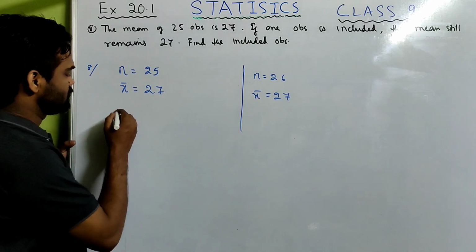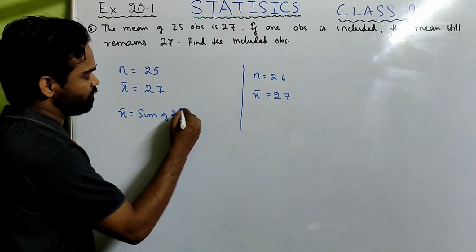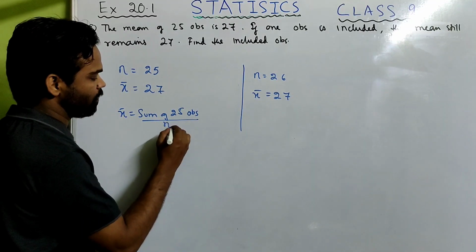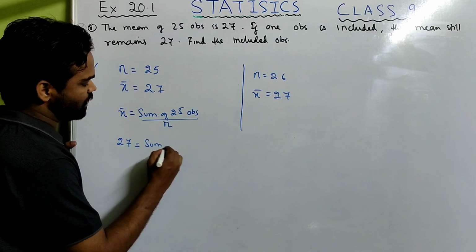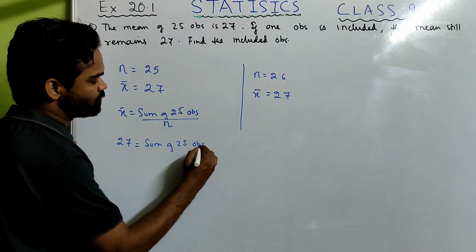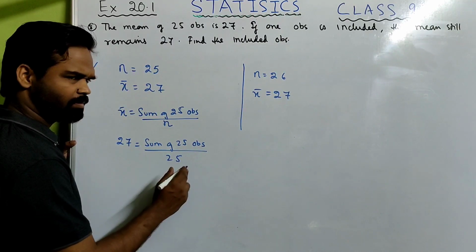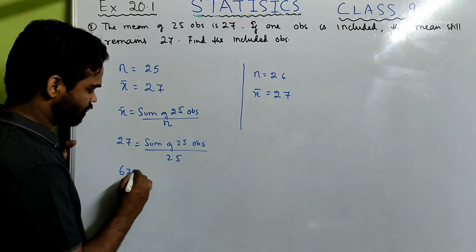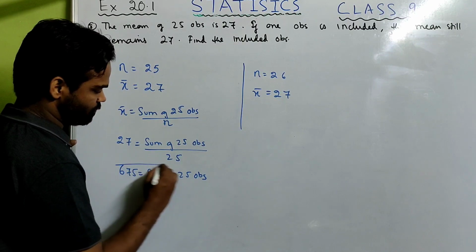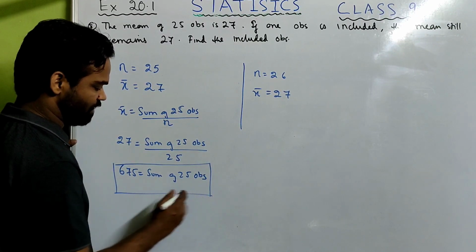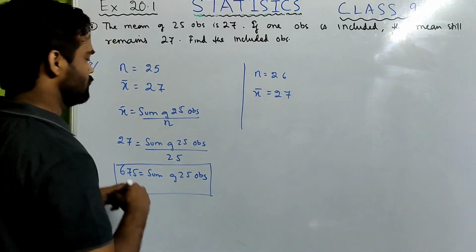Very simple. See, mean equals sum of 25 observations by the number of observations, which is 25. So 27 equals sum of 25 observations by 25. That's 27 multiplied by 25, which is 675. That is the sum of 25 observations, which means when you add 25 numbers, you get this.